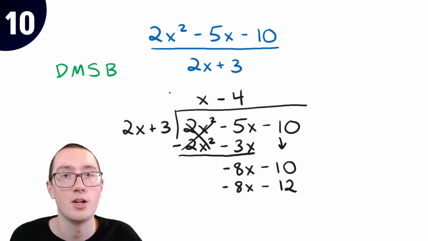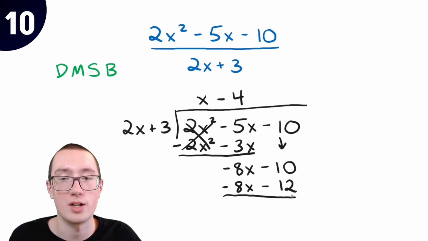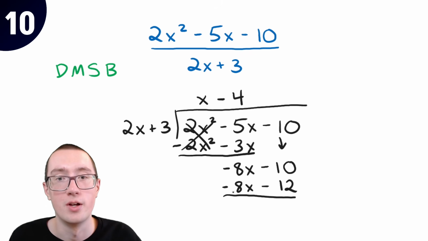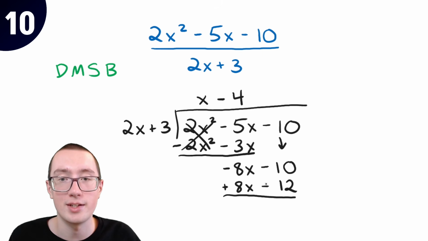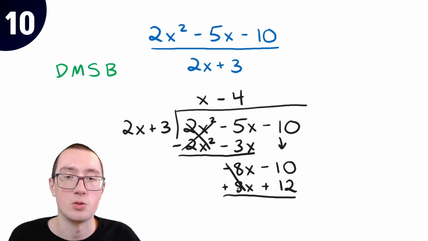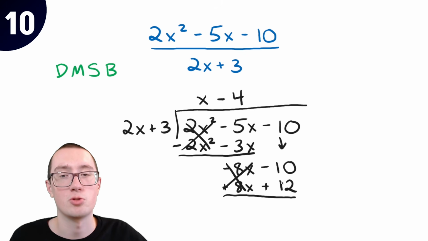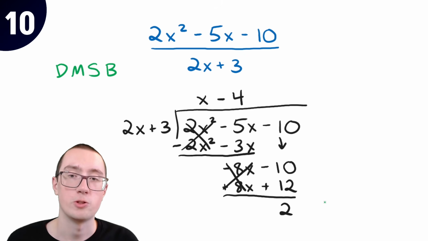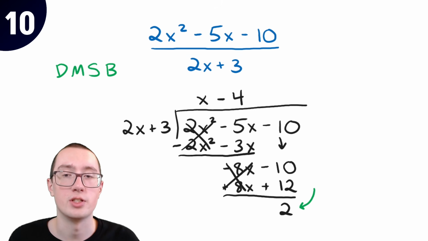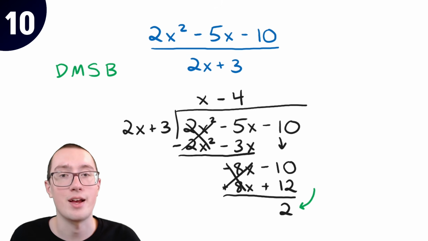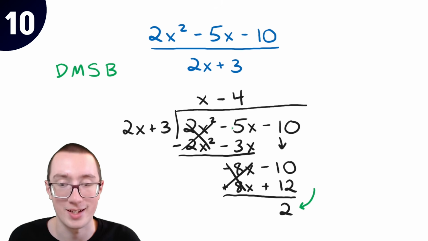Next is to subtract. And remember that subtracting means we have to change all the signs on the bottom. So these minuses are going to become pluses. So negative 8x plus 8x, those cancel out. And here we have negative 10 plus 12. That's the same as 12 minus 10, which is 2. So as long as this number here at the bottom is 0, we're done. That's it. And this part right here, x minus 4, is our answer.